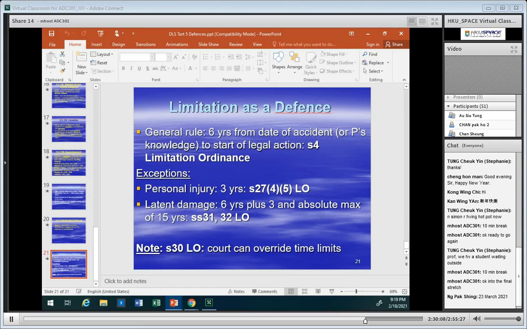Worthwhile bearing in mind, you could earn 1 or 2 extra marks if you can raise this in an examination answer, if it is relevant. Also, section 30 of the limitation ordinance is worth noting, that the court can override any of these time limits. So the courts are normally quite generous to a plaintiff when it comes to the limitation periods. Okay, everybody, so that's all the defences.